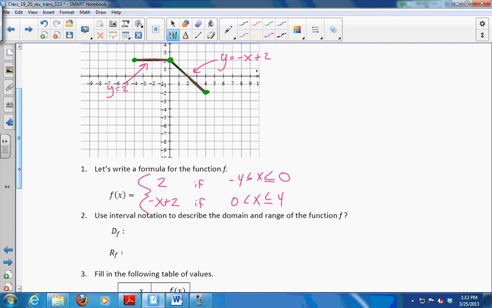All right, so now I want to use interval notation to write the domain of this function, right? The domain is the set of all x values. So what x values does that function live on? -4 to where? 4, including both endpoints. And then the range, that's the y values the function lives on, what is that? -2 to 2.